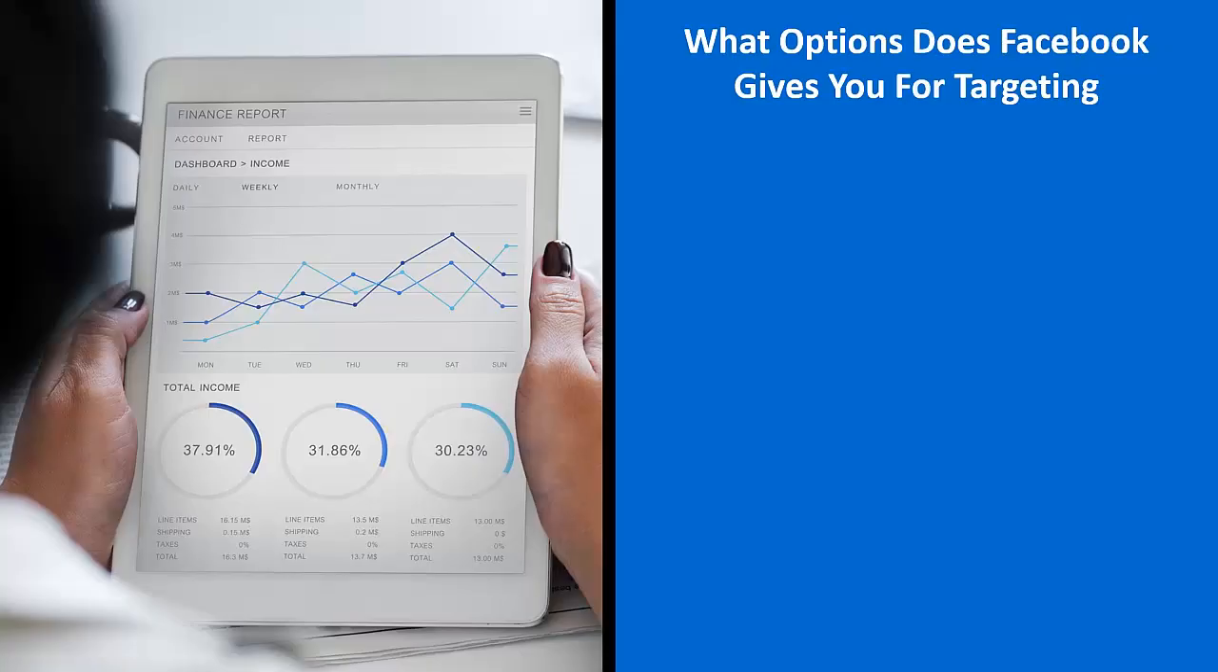What options does Facebook give you for targeting? As I mentioned several times in this training, Facebook can actually help you target your demographics in many ways. Here are just some of the many robust targeting options available on Facebook.